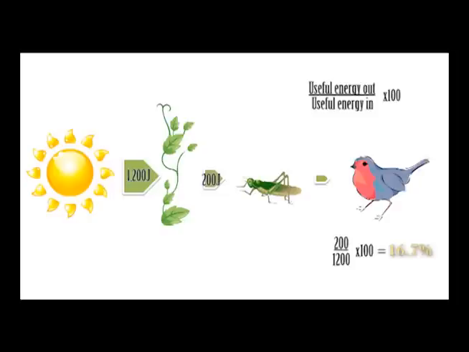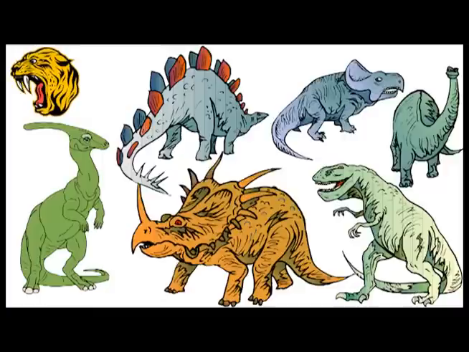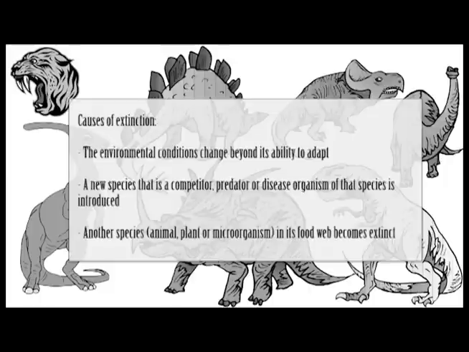If part of the food chain falls apart, then this will affect other species and can ultimately lead to their extinction. There are numerous causes for extinction, which include: the environmental conditions change beyond the species' abilities to adapt; a new species that is a competitor, predator, or a disease organism of a species is introduced; or another species, an animal, a plant, or a microorganism in its food web becomes extinct.